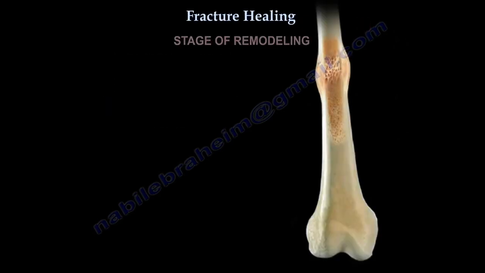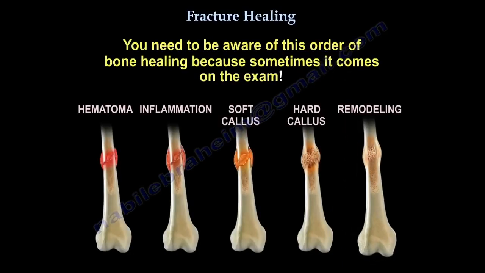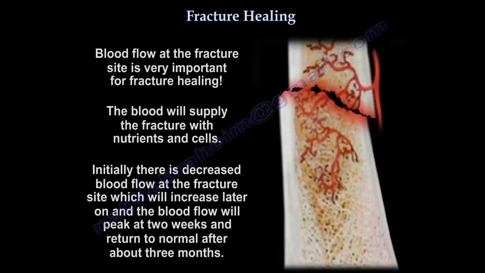You need to know all the stages of bone healing because sometimes it comes in the exam. You need to know the order of bone healing. Blood flow at the fracture site is very important for fracture healing. The blood will supply the fracture with nutrients and cells. Initially, there is decreased blood flow at the fracture site, which will increase later on, and the blood flow will peak at 2 weeks and return to normal after about 3 months.